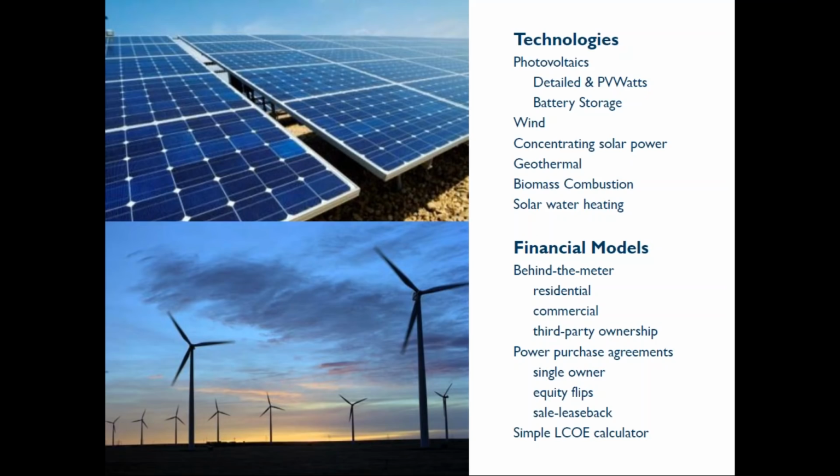Then power purchase agreements. These are typically more of the utility scale system where you're calculating what the power purchase agreement price needs to be to make the system work. What do you need to get from, say, a utility in the U.S.? Structure? Single owner, equity flip, sale, leaseback, all of those are structures that allow for the right amount of tax equity to enter the system, enter the financial picture.